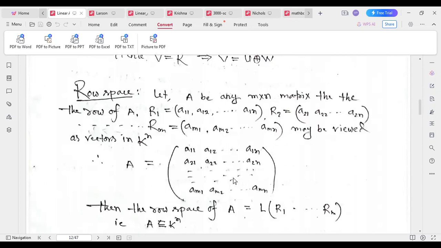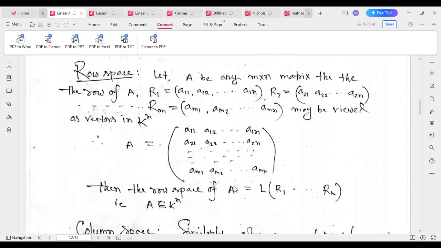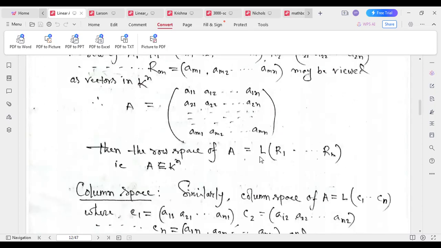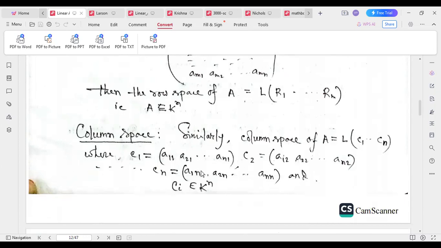Now what is the row space? Let A be any m cross n matrix, with rows R1, the first row, R2, the second row, up to the mth row, which may be viewed as vectors in the field K^n. The row space of A can be written as the linear combination of R1, R2, up to Rm. That is, the row space of A is a subspace of K^n. Similarly, the column space of A can be written in this way.